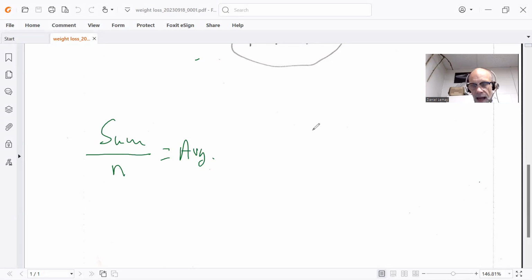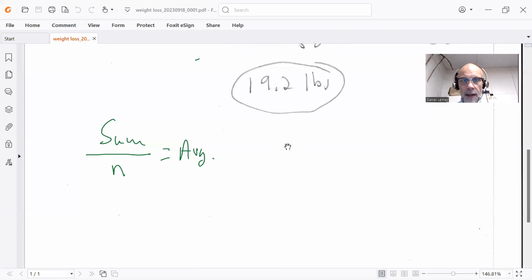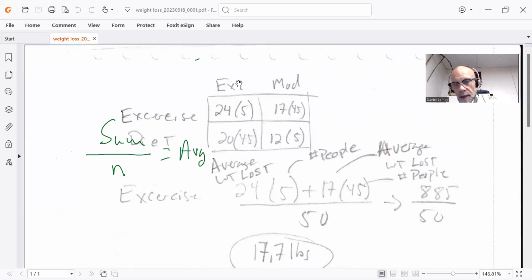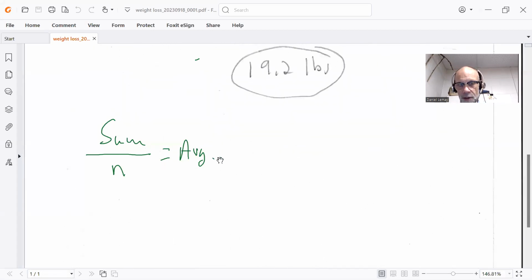So if I know the average weight loss for all the people that are extremely obese that exercise, the average was 24 pounds and there were 5 people. I don't know how much combined weight they lost. I don't know what the sum of all their weights are, right?